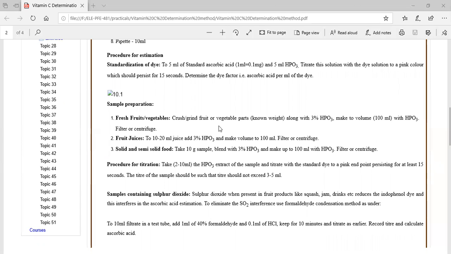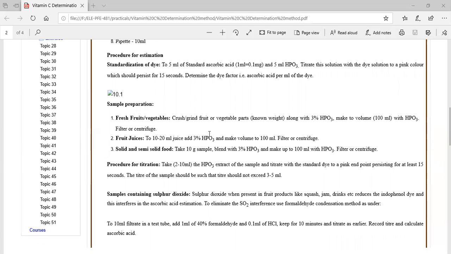Crush or grind the fruit or vegetable parts of known weight, take it along with 3% HPO3, and make the volume up to 100 ml with the HPO3 solution, and filter or centrifuge it.